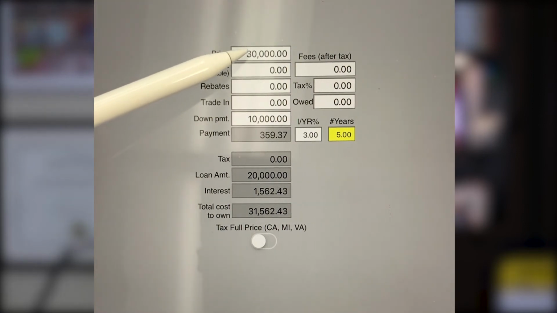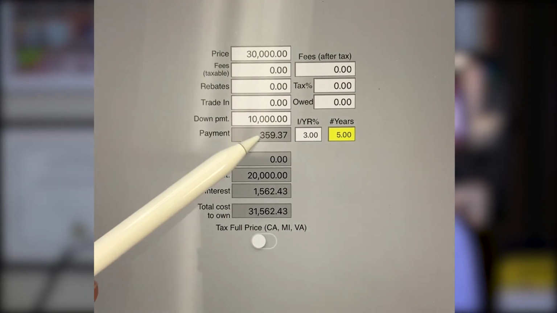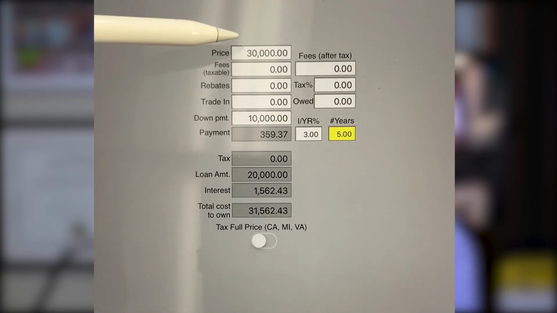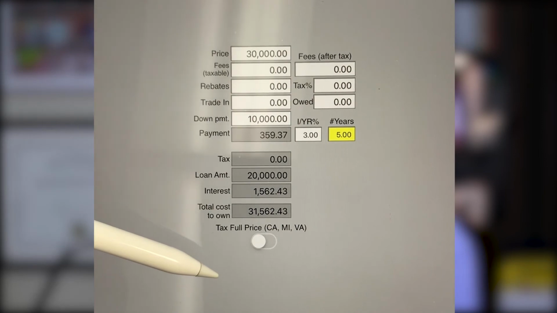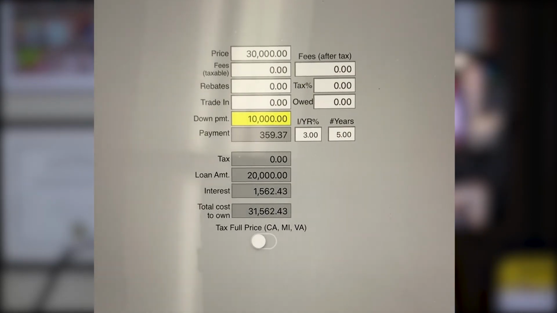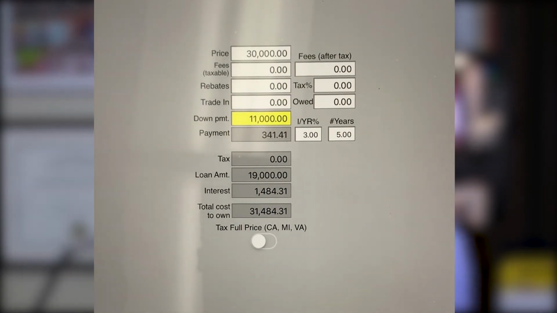So again, if we have $30,000. Now, if you're sitting there and saying, wait a second, I still can't pay this $359 per month, you can adjust those numbers right here. Now, let's say that you want to put $11,000 down. And we hit this print button, we could figure out that our payment's going to drop to $341. But let's say you still need it to come down further.